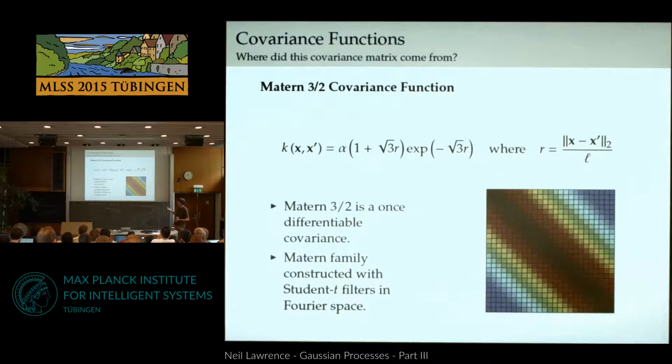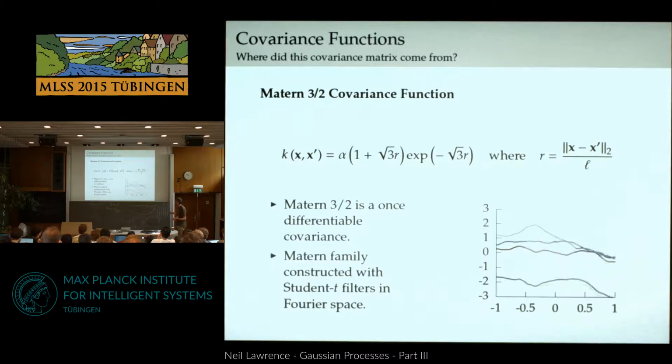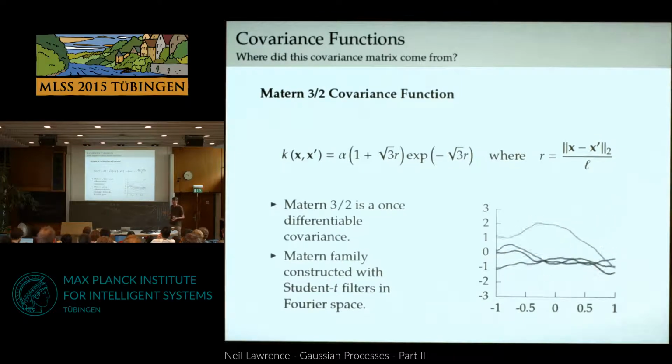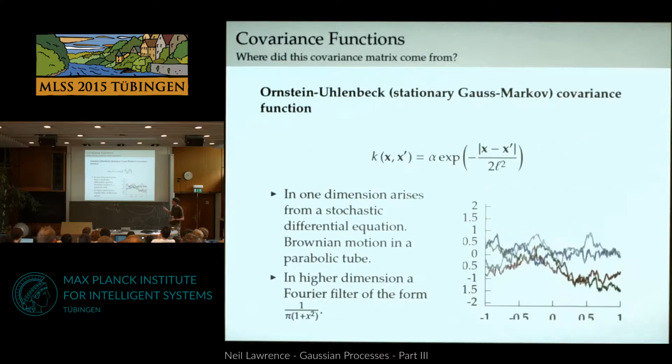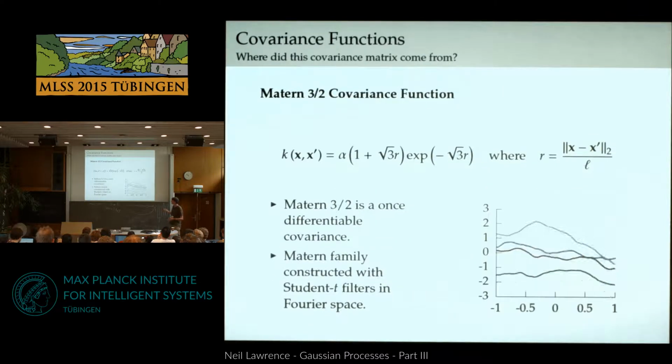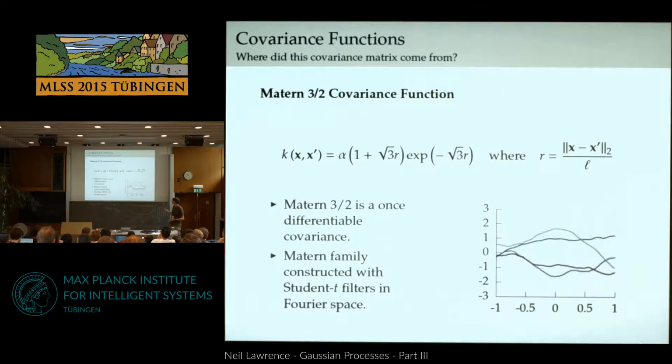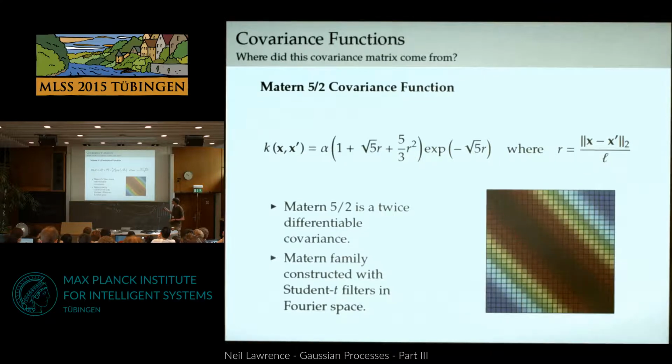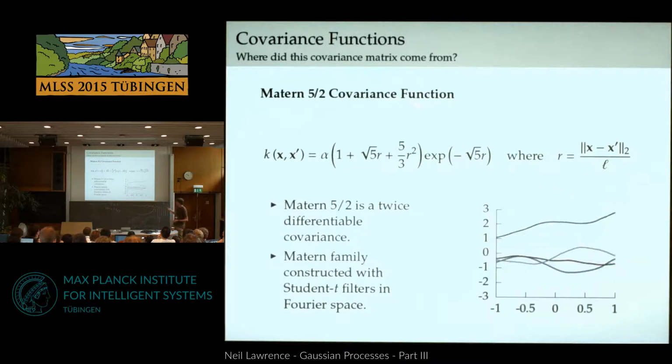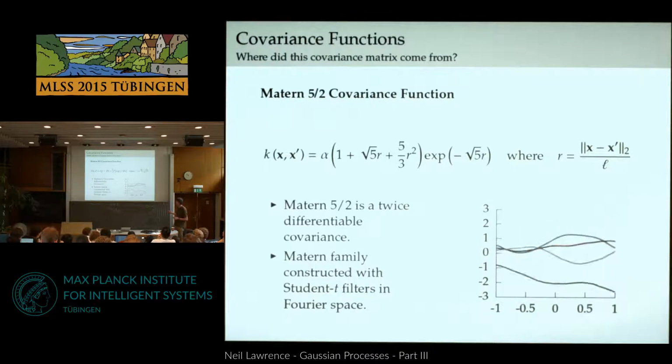These Matern 3/2 covariance functions can also be created in that way, and this one is once differentiable only. So this is zero times differentiable, this is once differentiable only. And then there's another covariance function called the Matern 5/2. These are very useful for low-dimensional problems, where this is twice differentiable. So the first two derivatives exist, but above that they don't exist. And they can all be formed using particular filters in Fourier space, which is another way of making these covariance functions.